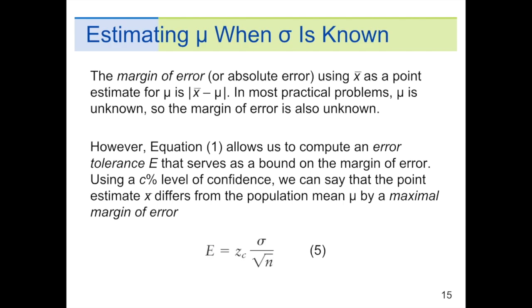The margin of error, or absolute error, using x bar as a point estimate for mu is the absolute value of x bar minus mu. In most practical problems, mu is unknown, so the margin of error is also unknown.